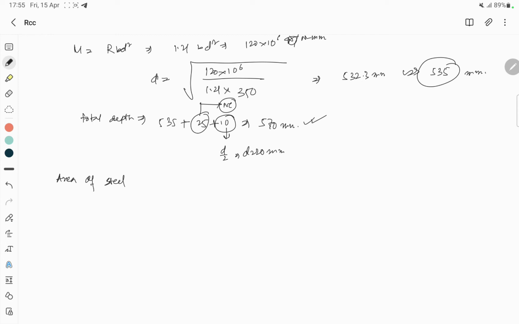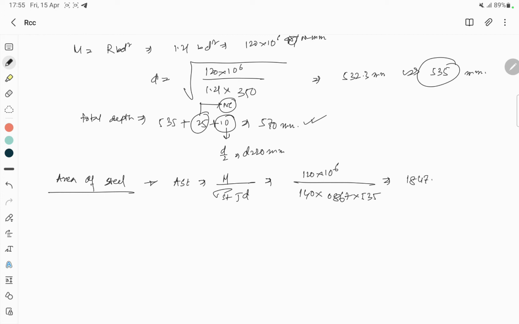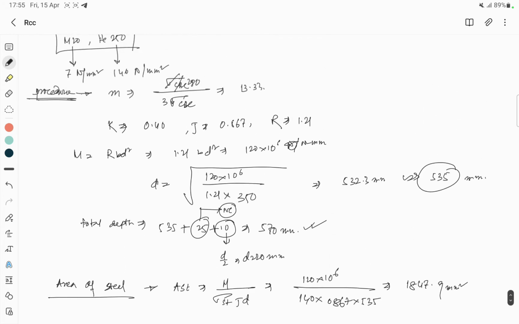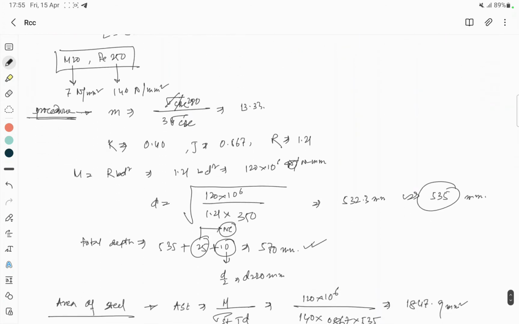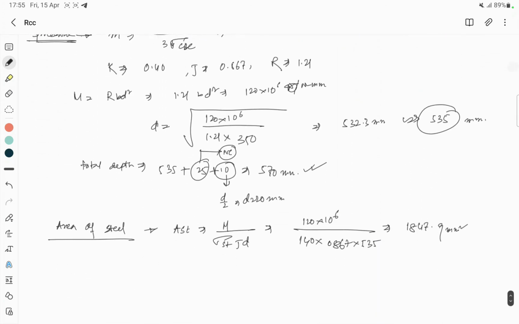Area of steel. AST equals M by sigma ST J D, that is equal to 120 into 10 to the power 6 divided by 140 into 0.867 into 535, that is equal to 1847.9 mm square. So yeah, this is the maths where we find the depth as well as AST.